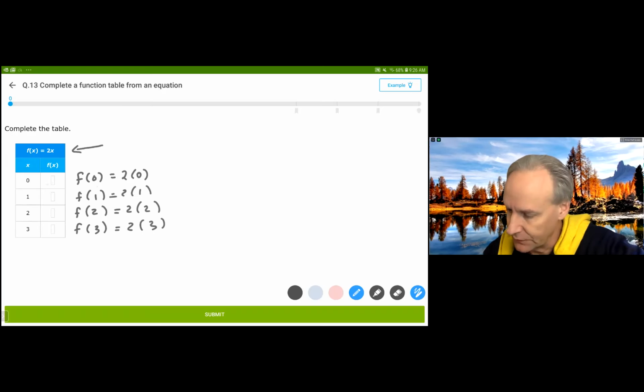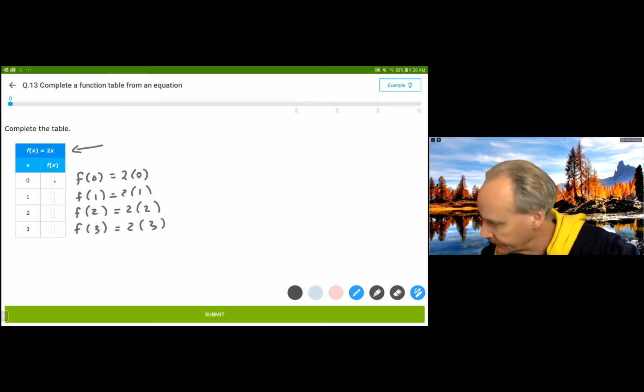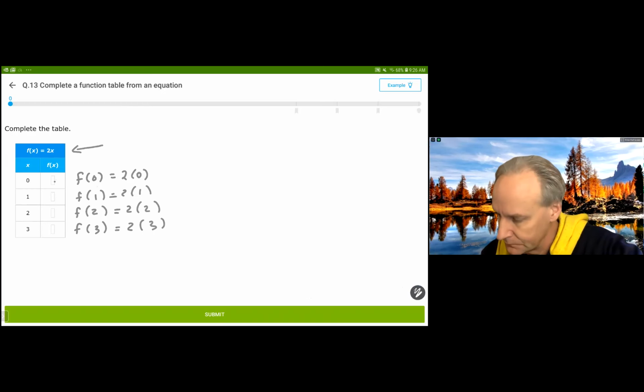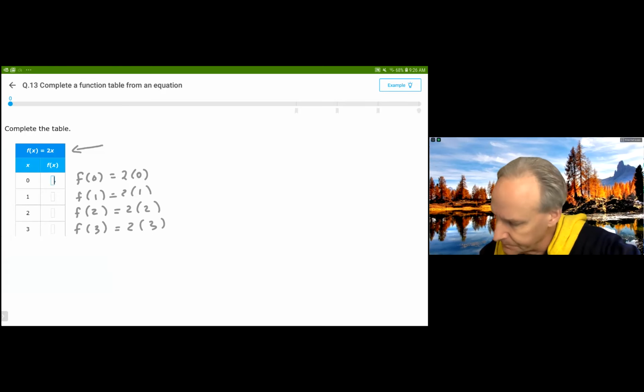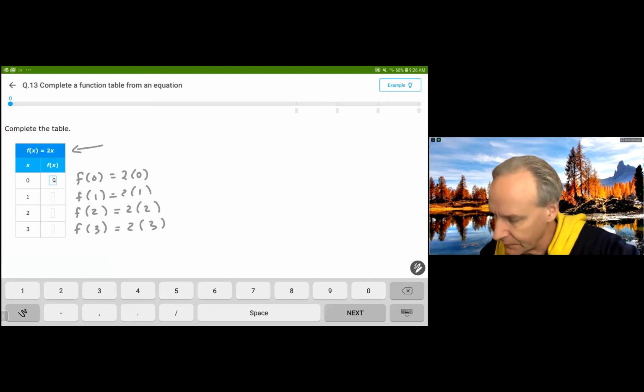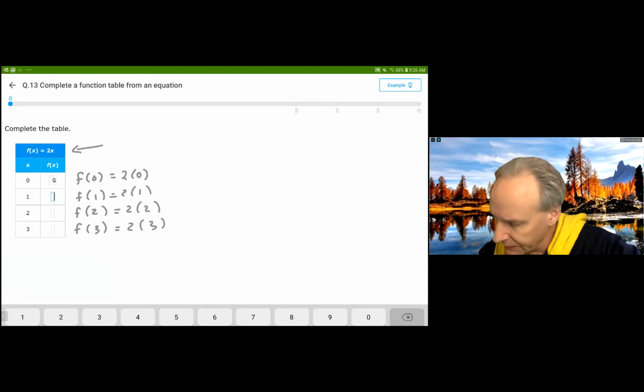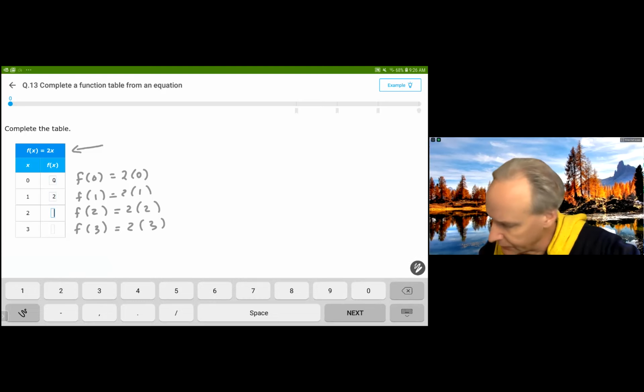So this one is going to be 0, of course. Let's go ahead and put it in. Oh, it's not letting me? What's going on? Come on. Oh, there we go. Just didn't hit it hard enough. There's 0. 1 gives us 2. 2 gives us 4. 2 times 2 is 4. And 3 times 2 is 6. And we're done. 0, 2, 4, 6.